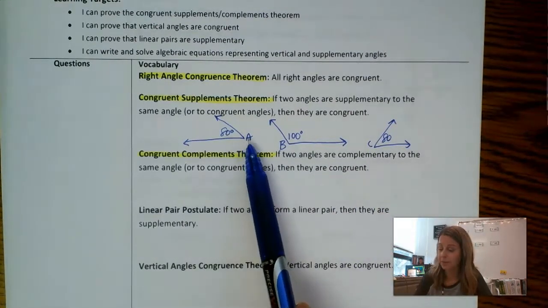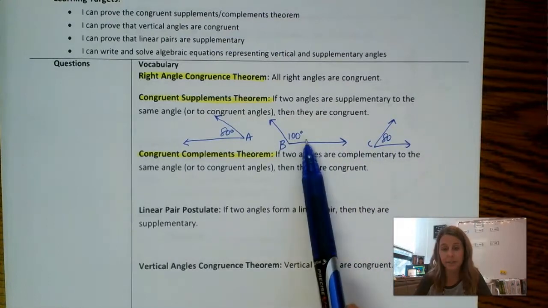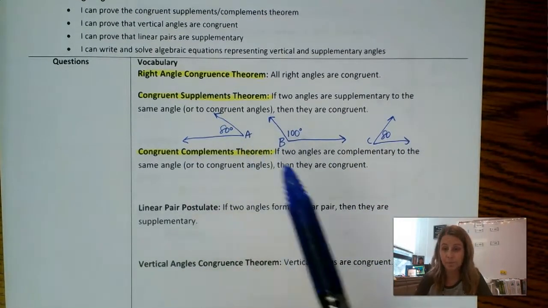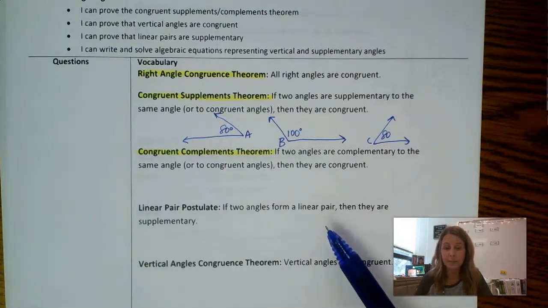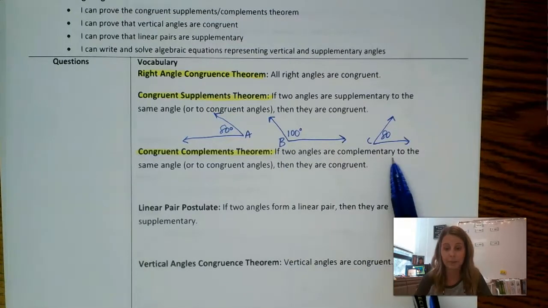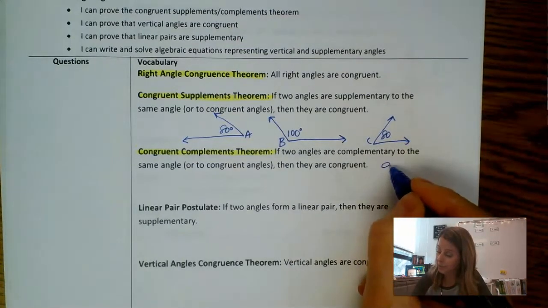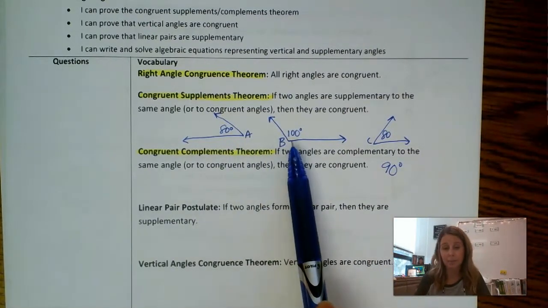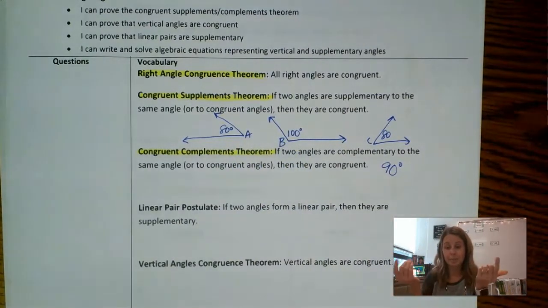Okay, so if two different angles are supplementary to the same angle, then those two different angles are equal to each other. The congruent complements theorem is the exact same idea, only it deals with complementary angles. Okay, so I'm just going to put 90 degrees right here. So if you have two different angles that are complementary, then those two separate angles have to be the same amount, just by way of how the math is going to work.